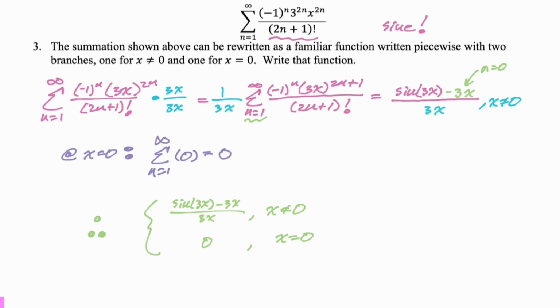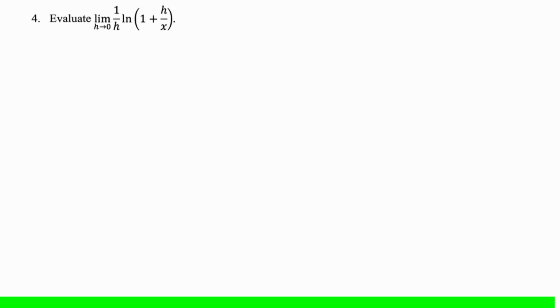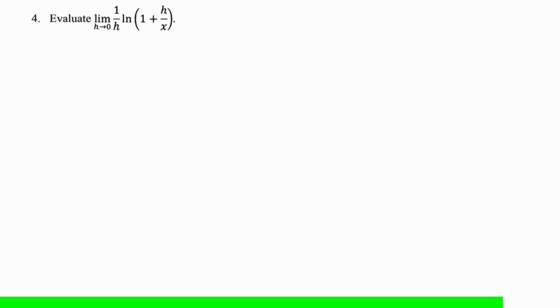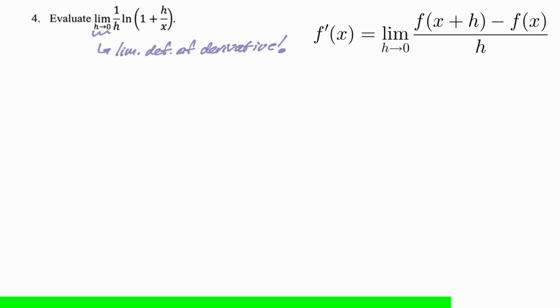All right, let's take a look at one more problem. We want to evaluate the limit as h approaches 0. As soon as I see that, I'm thinking limit definition of the derivative. That's like a key thing that your brain should look at. 1 over h times the natural log of 1 plus h over x. So as I said, limit definition of the derivative. So now we just got to work it out.